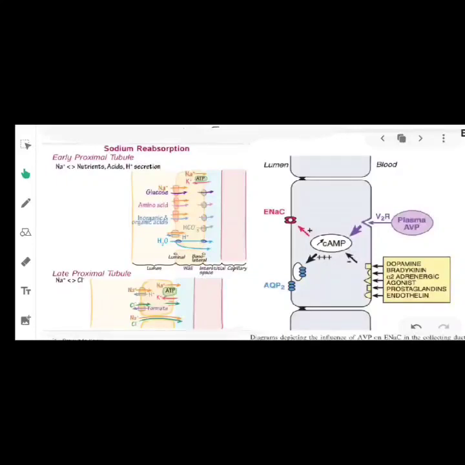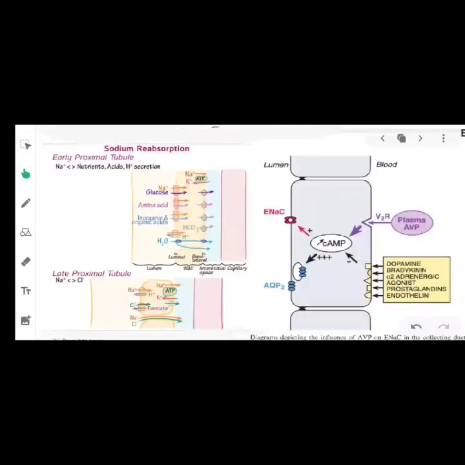So what happens when ADH combines with the V2 receptor of the tubular epithelial membrane and activates adenylyl cyclase to form cyclic AMP. The V2 receptors get activated when they combine with ADH. And what happens? Cyclic AMP is generated. This cyclic AMP increases the permeability of the tubule for the water.